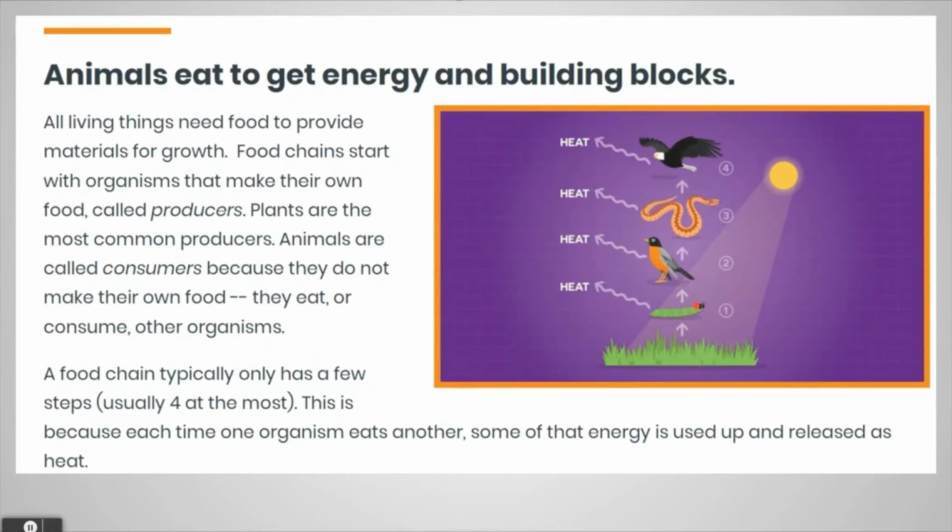And the worm has energy, but then a bird will eat a worm to get its energy, its nutrients and food. So the energy is now at the bird. The bird can be eaten by a snake. So the energy has been transferred from the bird to the snake.